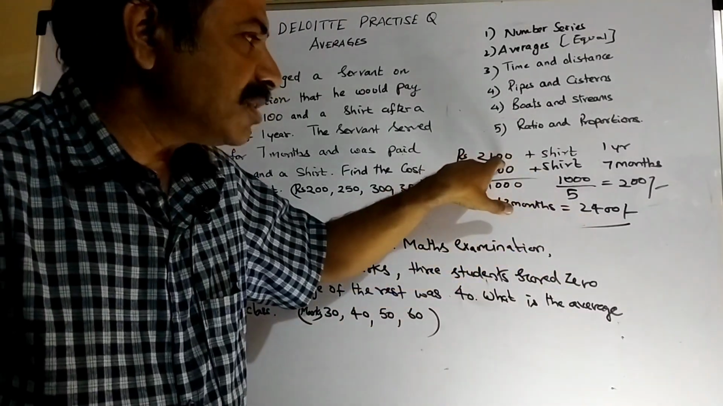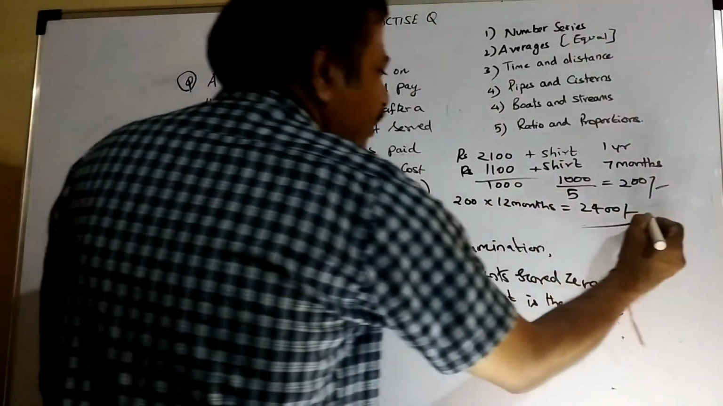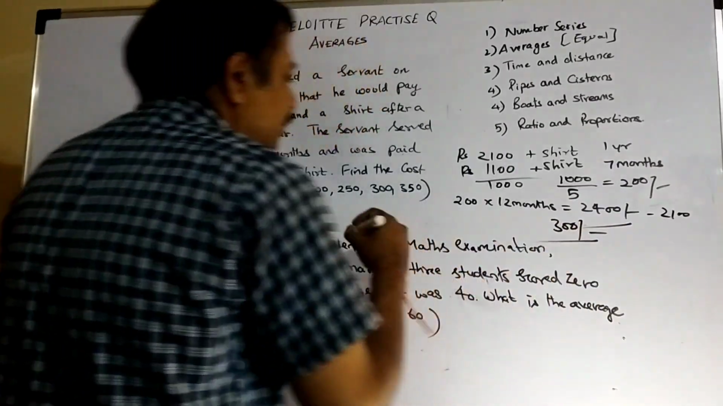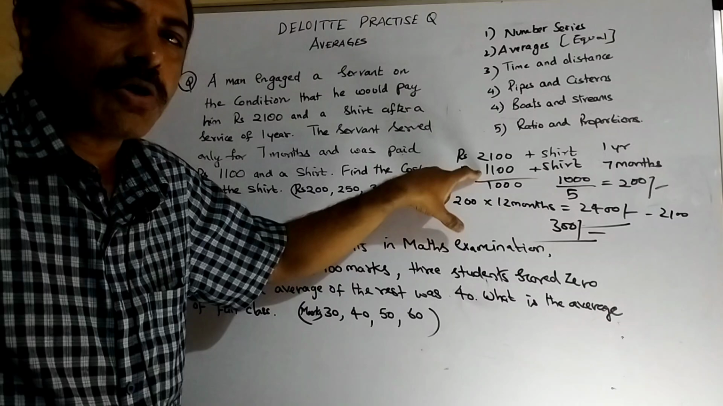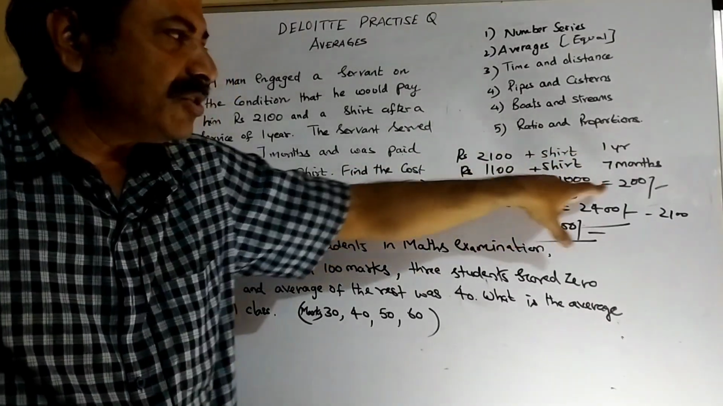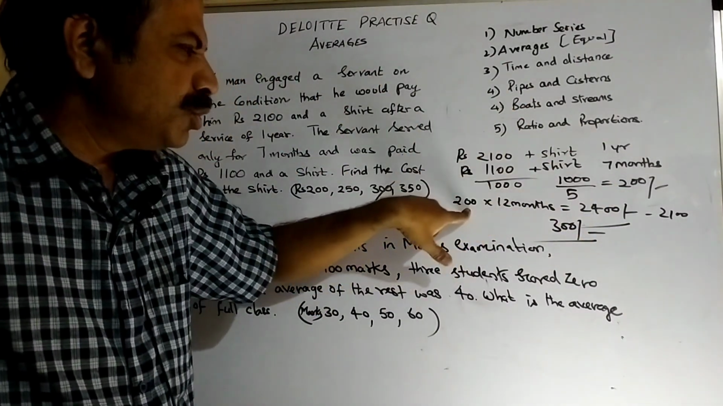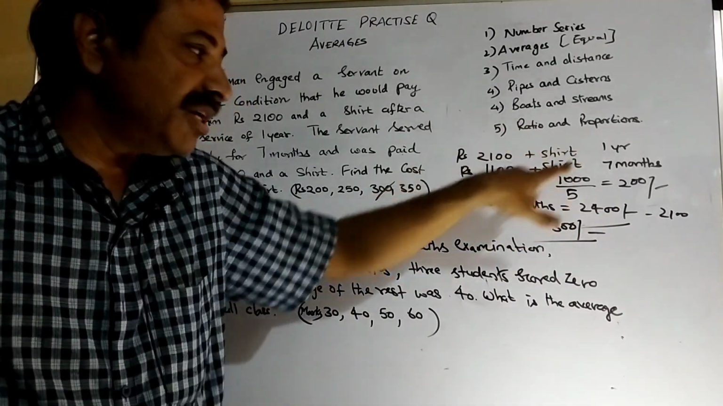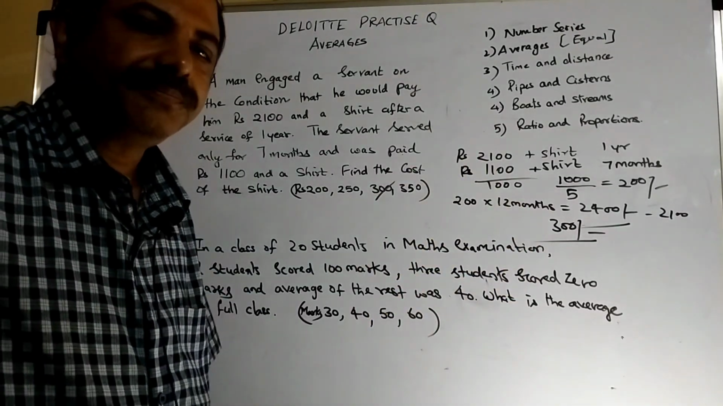But he got 2,100 plus shirt. So what is the cost of the shirt now? 2,400 minus 2,100 means 300 rupees. What is the cost of the shirt? 300 rupees. So what you are doing, dear students, first take the difference, 1,000 rupees. For 5 months difference is there, that means 200 per month. If you give completely without shirt, 200 into 12 is 2,400 has to be given, but he got only 2,100 plus one shirt, so shirt cost is automatically 300 rupees.